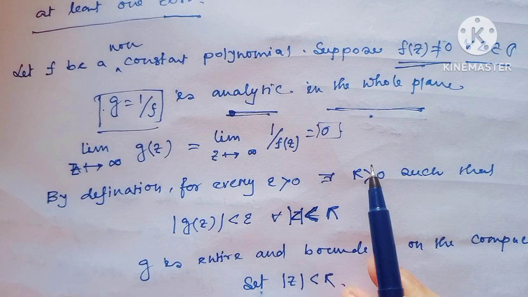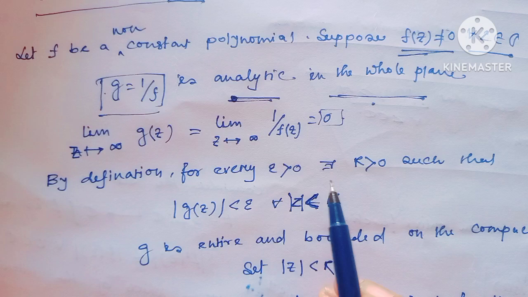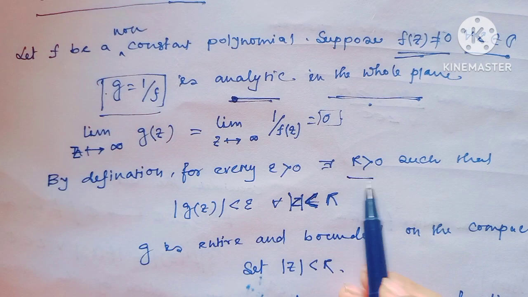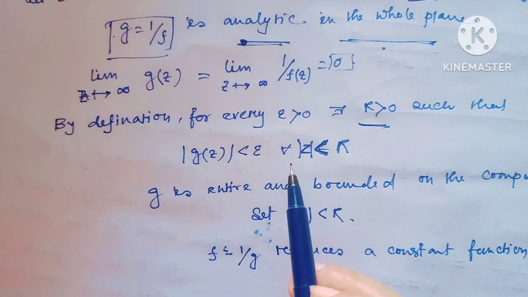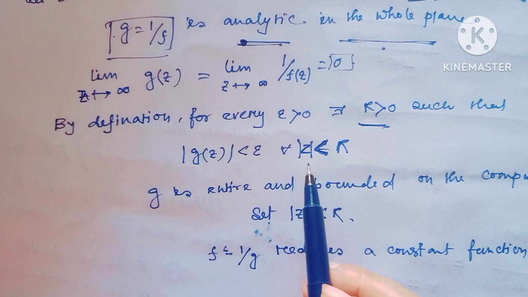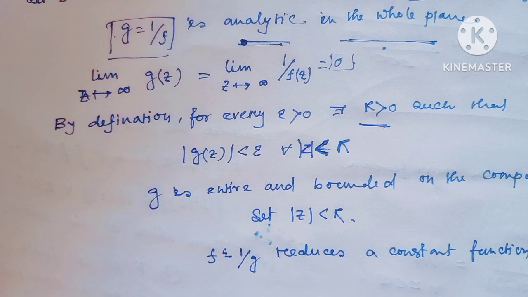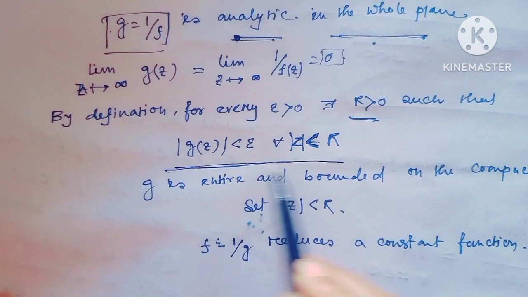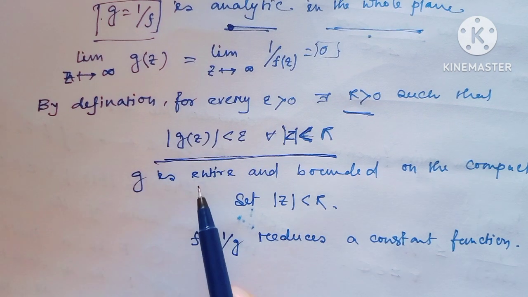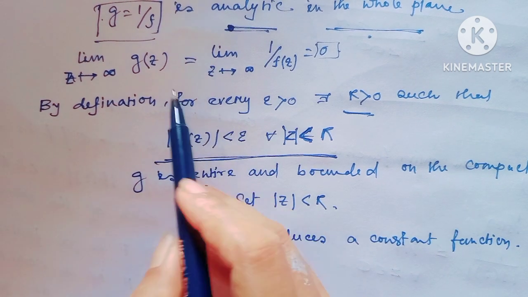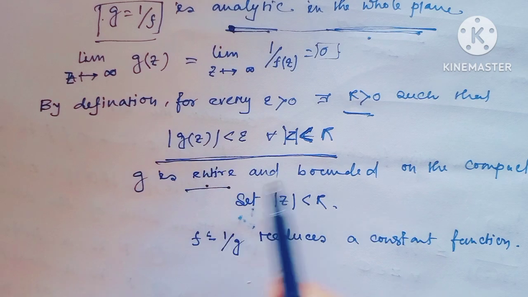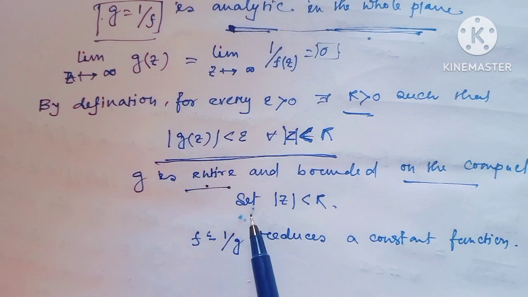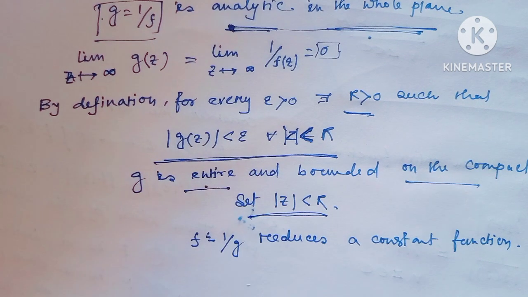So by the definition of limit, for every epsilon greater than 0, there exists r greater than 0 such that |g(z)| is less than epsilon, and this is true for all |z| greater than r. Therefore, from this we can tell g is entire, because it is analytic in the whole plane, and bounded on the compact set |z| less than or equal to r.